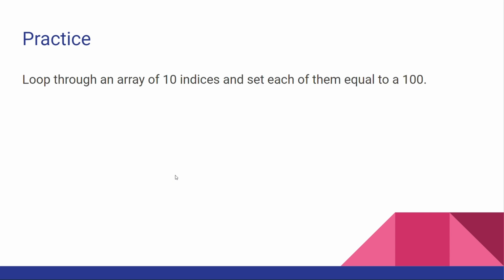So now let's do some practice. Loop through an array of 10 indices and set each of them equal to 0. Pause the video now and work on that.